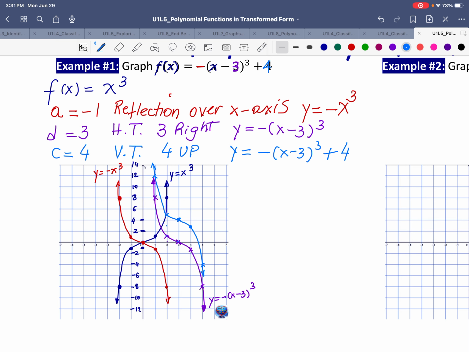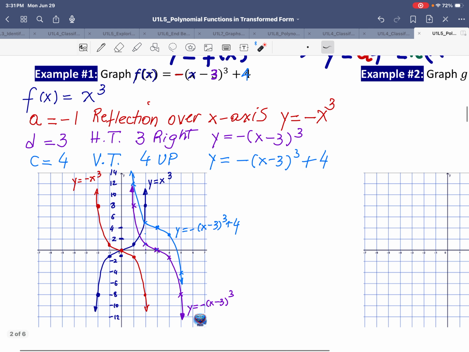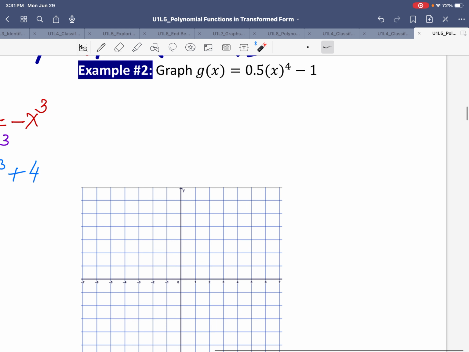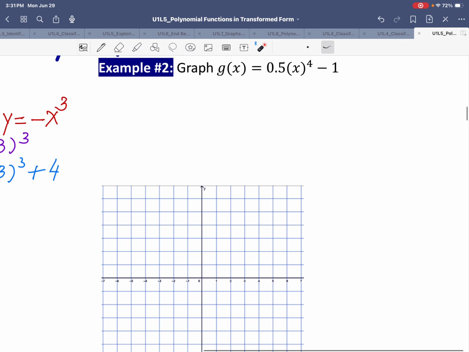Here we are, and we have y equals negative (x minus 3) cubed plus 4, and you have created in this way a beautiful graph that is also accurate, by the way. So next, we're going to look at another example. You can try this definitely on your own. It's not that difficult. I will continue explaining it in case you want to follow.